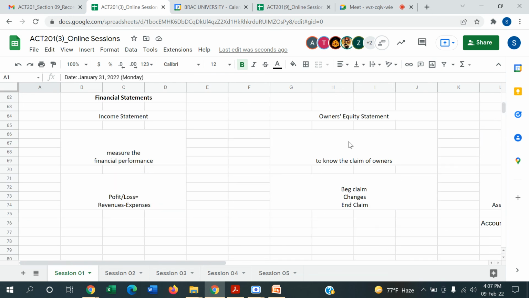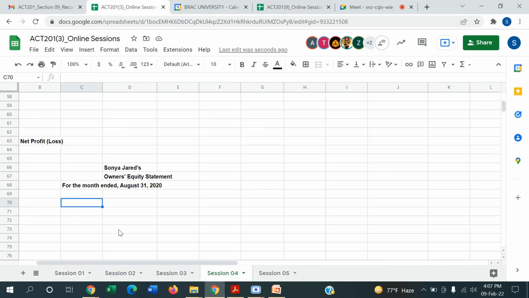And the basic objective, as we have discussed earlier, is that we try to know the claim of the owners and how it is changing. There will be some beginning investment from the owner, then from the activities of the organization, the owner's claim will change over time, and at the end we see how much the claim is. So that's what we try to identify, and the format will be like that: initial capital, that is the beginning capital basically. According to this example, it starts on August 1. So how much was it on August 1? Sometimes we can see that there is some additional investment. If there is any additional investment by the owners, that will increase their claim. And we have seen that organizations may earn some net profit or loss. The net profit or loss will be adjusted here.